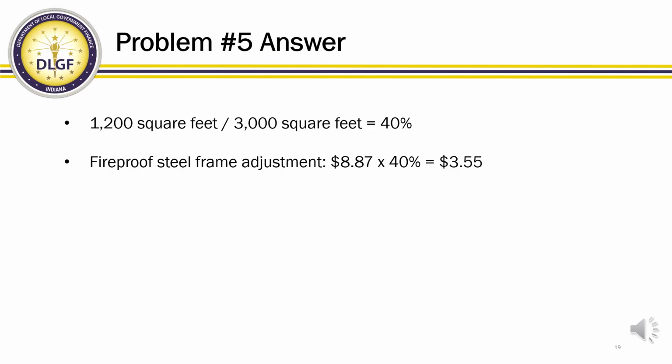So we're going to take the square foot that has the fireproof steel of 1,200. We're going to divide that by our total square foot of 3,000, and that's going to tell us that 40% of the bank has the fireproof steel. So now we're going to take that $8.87 from our GCM base price schedule. We're going to take that times our 40% or 0.40, and that's going to give us our adjustment of $3.55.